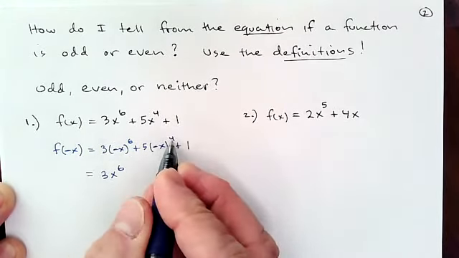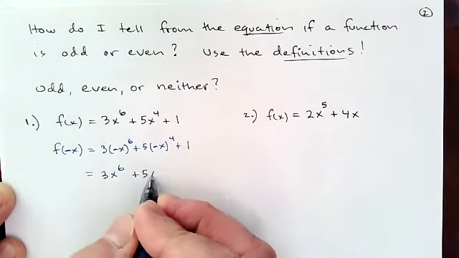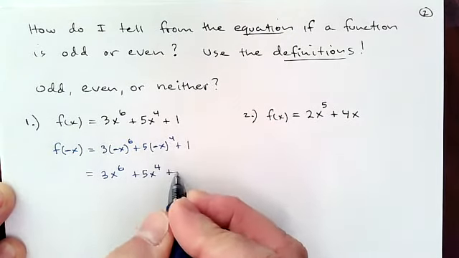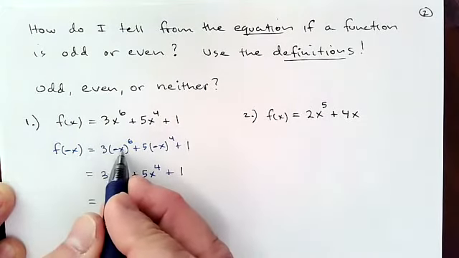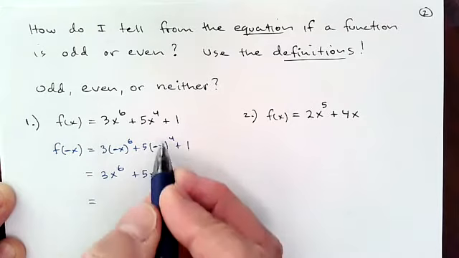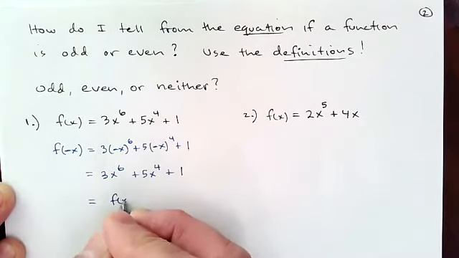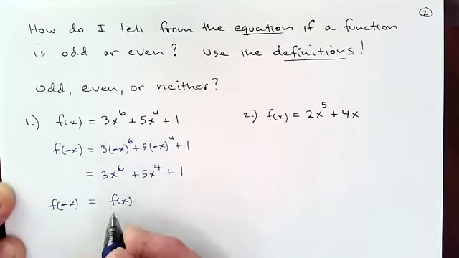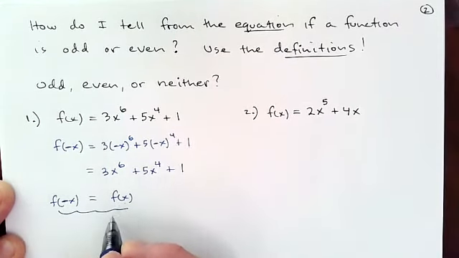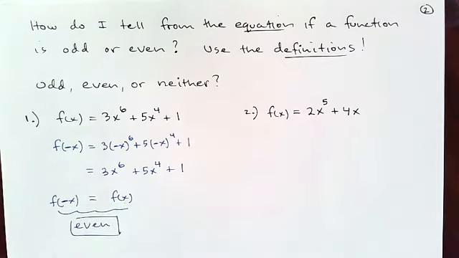Same thing with a negative number to the 4th. That's going to be exactly the same as positive x to the 4th. The 1 stays there. And notice when I substituted in negative x and simplified it, that is exactly f of x. So I have shown that f of negative x gives me exactly f of x. And if you look back at the definition, that is exactly what we mean by an even function. This function is even.